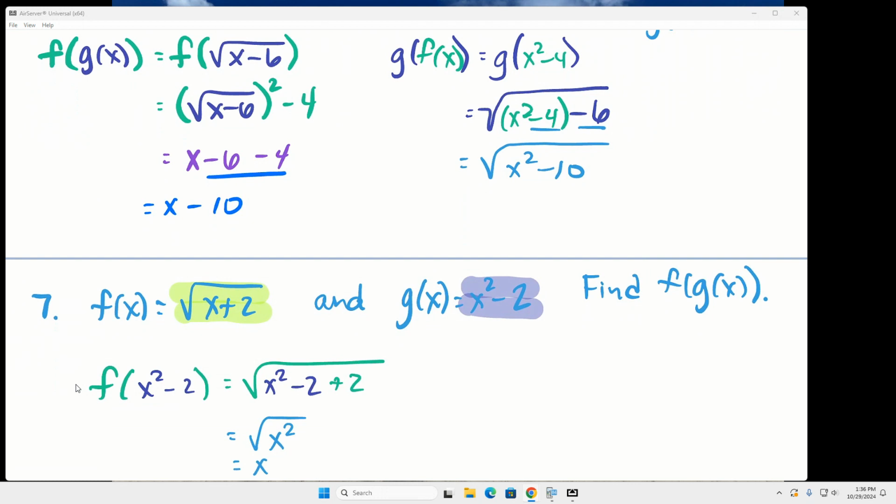All right, and then that one just simplifies down to x. Any questions? Now that one we can, because there was no subtraction. Here I said you can't do the square root because of that subtraction. If there's no subtraction, it's just the square root of x squared, that's just going to be x. All right, and then after we talked about compositions, we talked about inverses.